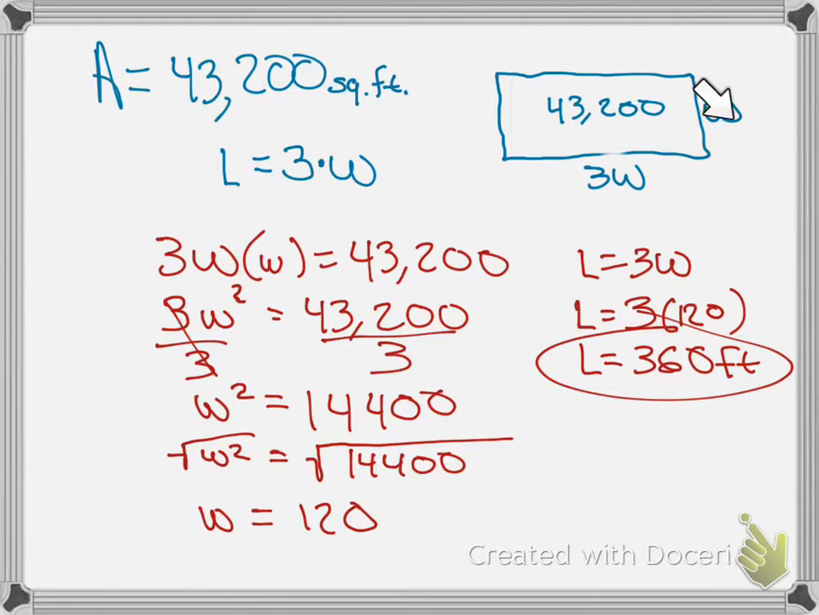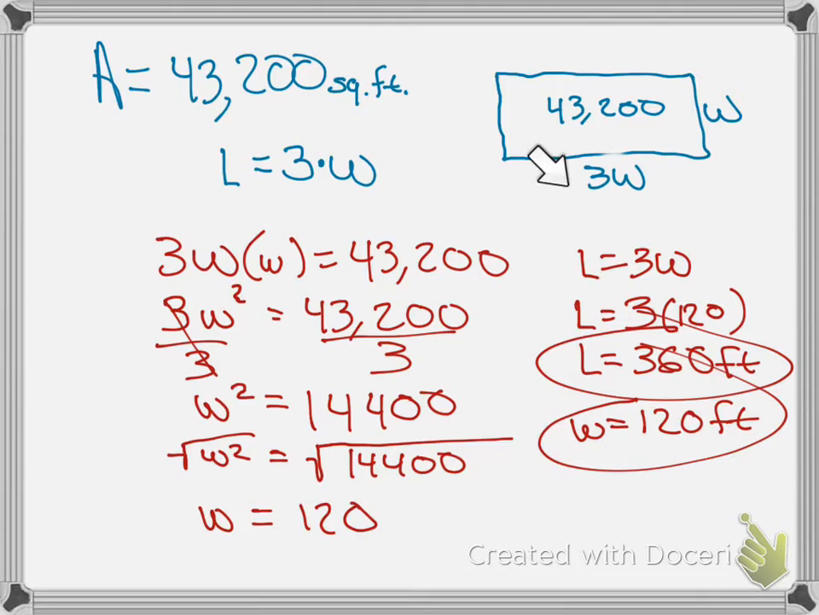And the width, well, that's just the W. And we know the W is 120. So the width equals 120 feet. And those are the dimensions. We found the length and we found the width.